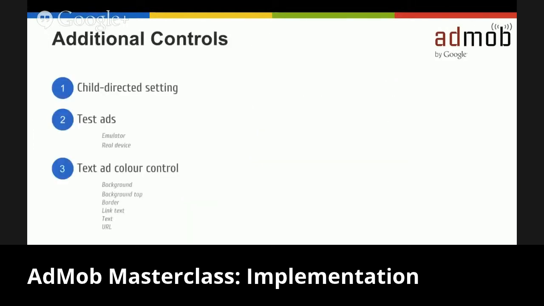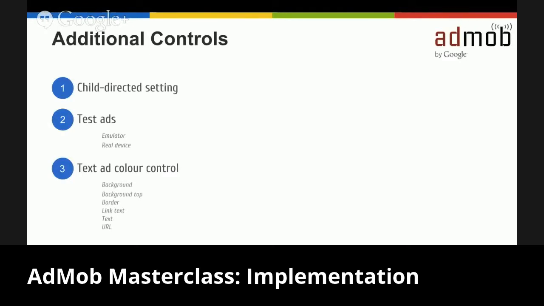We've got some great additional controls for you as a monetizer in AdMob. So number one is the child-directed settings. If you want to make us aware that your app is being used by a young audience, then you can send us some signals, which will mean that we won't return you remarketing or interest-based targeted ads, which fall in line with COPPA's standards.